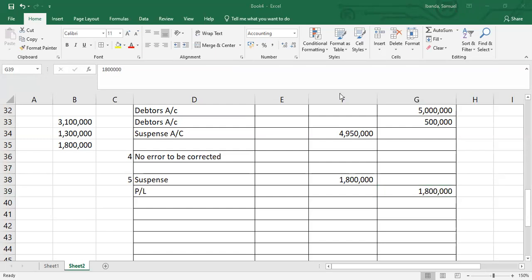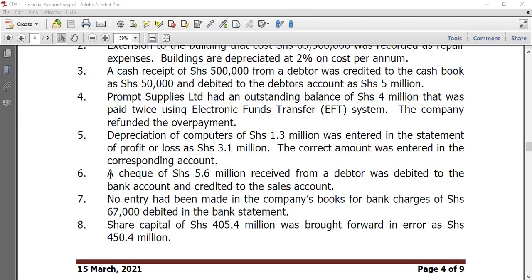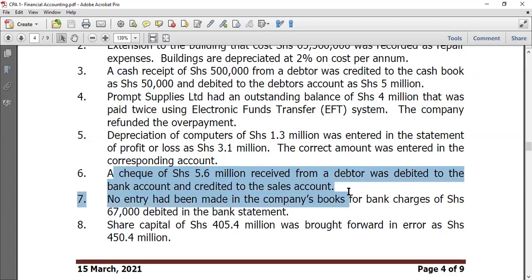Okay, so I want us to see what people are saying here on our transaction. I think I'd gone away from the transaction. So this is a transaction. They're telling us that a check of 5.6 received from a debtor was debited to the bank account, which is the right thing, and credited to the sales account. So let me see what people indicate.